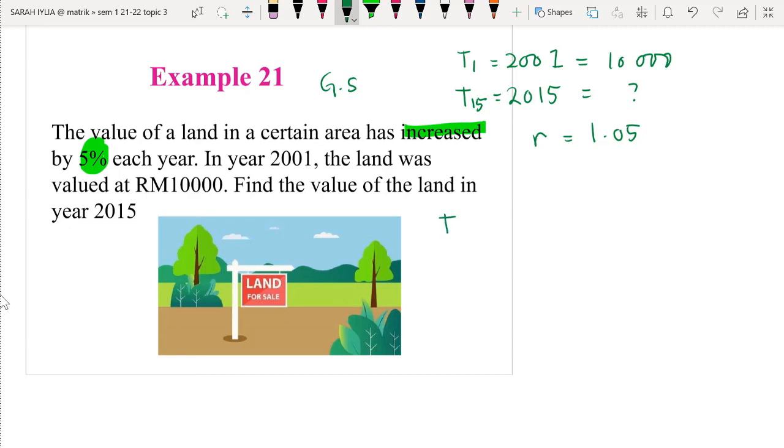Okay, so in this case, T15 will be equal to A initial is 10,000. R is 1.05 to the power of 14. So finally, our land would be 19,799 ringgit 32 sen.